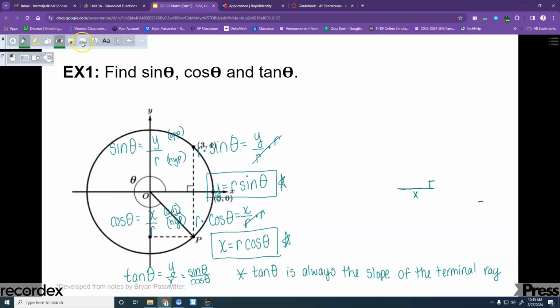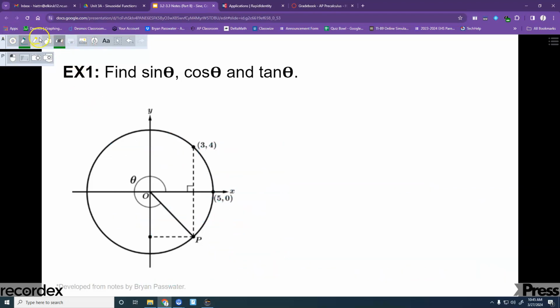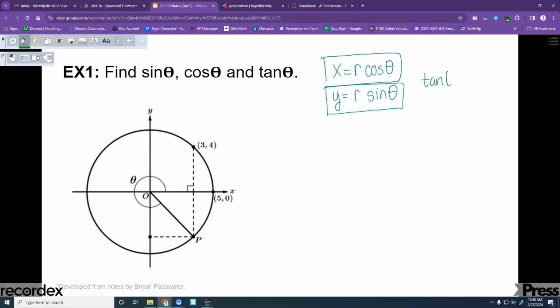So here's an example of something that you might be asked to do. We have this picture here, and we are supposed to find sine of theta, cosine of theta, and tangent of theta. Now, we just said that x equals r cosine theta, and y equals r sine theta. And if we wanted, we could just use these two and figure it out. Or let's add in tangent of theta was y over x.